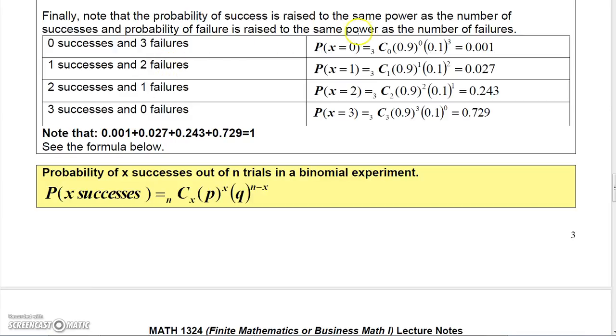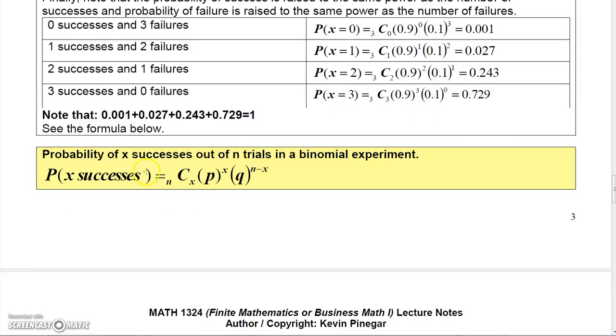Now notice there's a pattern here. The first one, for 0 successes, had a coefficient of 1. That's the same as 3 choose 0. The second one had a coefficient of 3, which is the same as 3 choose 1. The third one was also a coefficient of 3, which is 3 choose 2. And the last one was a coefficient of 1, which happens to be 3 choose 3. Then notice the powers of 0.9 go up as you get more successes, and the powers of 0.1 go down as you get more successes.